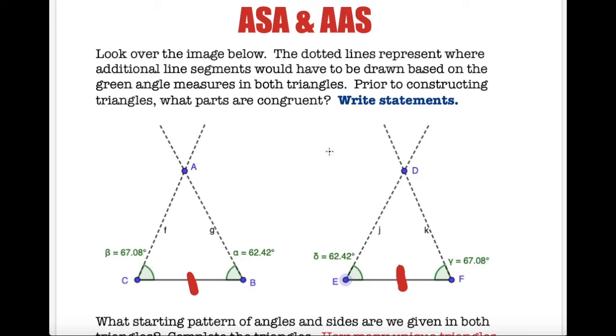And what I have for you here in these two images is two starting points for triangles. These sides, BC and EF, are marked congruent. And then we have some measurements for you. Angle B is 62.42 degrees, the same as angle A, 62.42 degrees. So they are congruent to each other. Angle B is congruent to angle A. And then we have angle F and C are both 67.08 degrees, which means that since our measures are equal, those two angles are also congruent. So the starting point for our triangles, and I'll explain these dotted lines, is the angle-side-angle pattern.